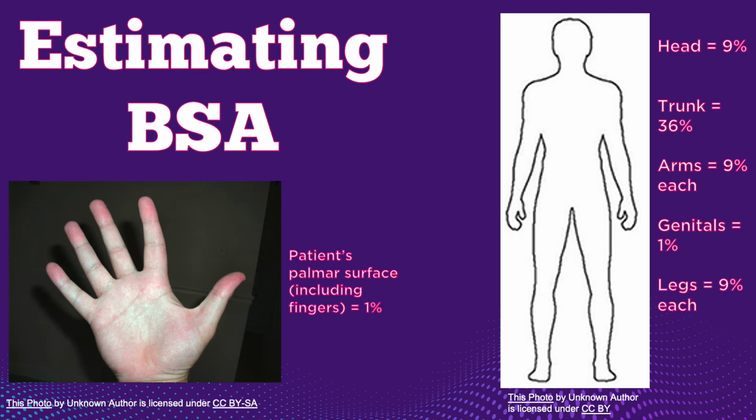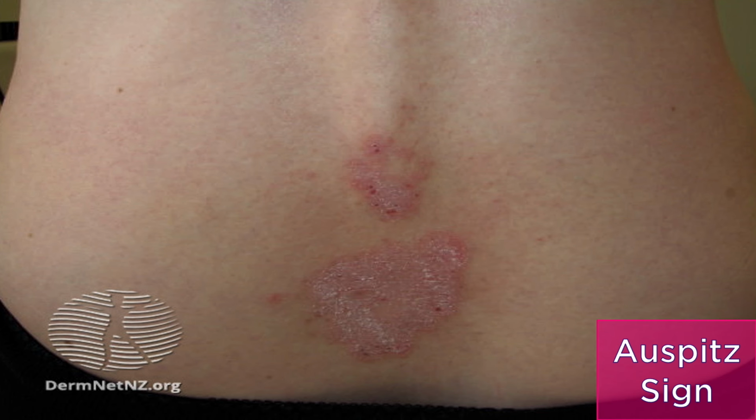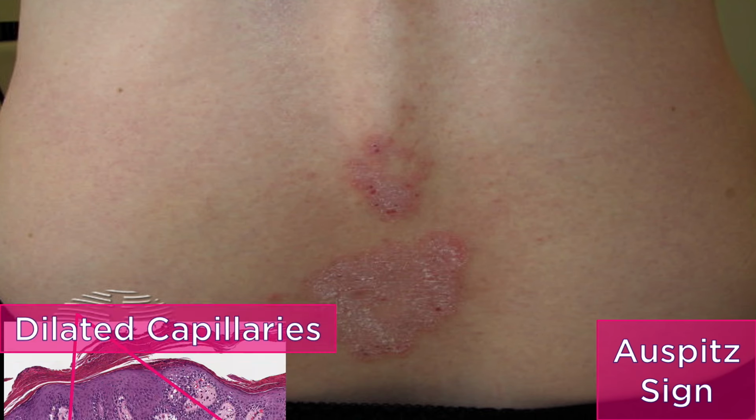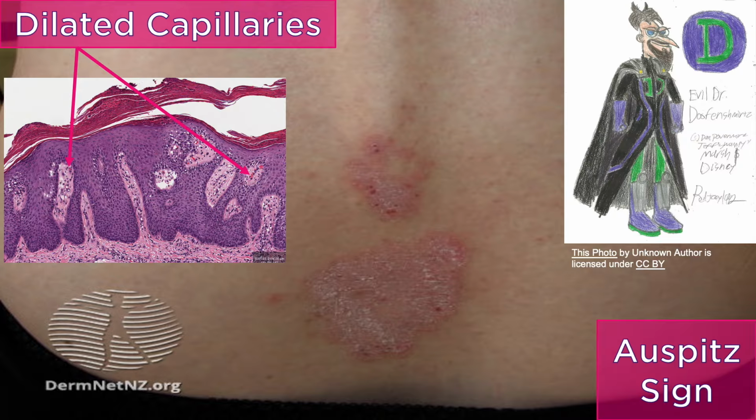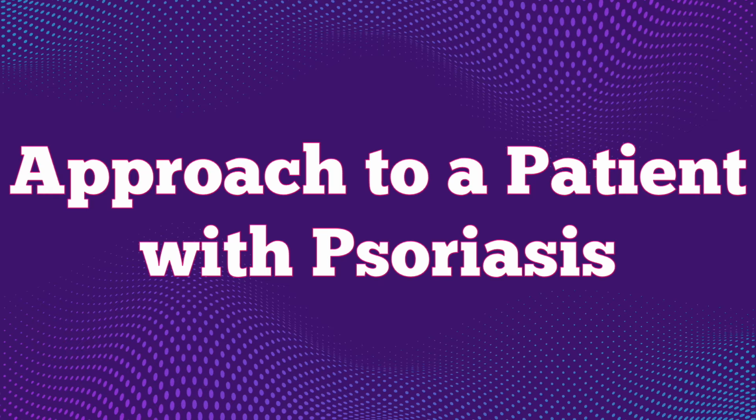And as a side note, you may have heard of the Auspitz sign, which refers to pinpoint bleeding that occurs when you remove a psoriatic plaque. This occurs because dilated blood vessels in the papillary dermis get exposed when you peel off the scale. While the Auspitz sign can be helpful, it's not usually done clinically unless you like torturing your patients. So there's a good thorough physical and history of a psoriatic patient.